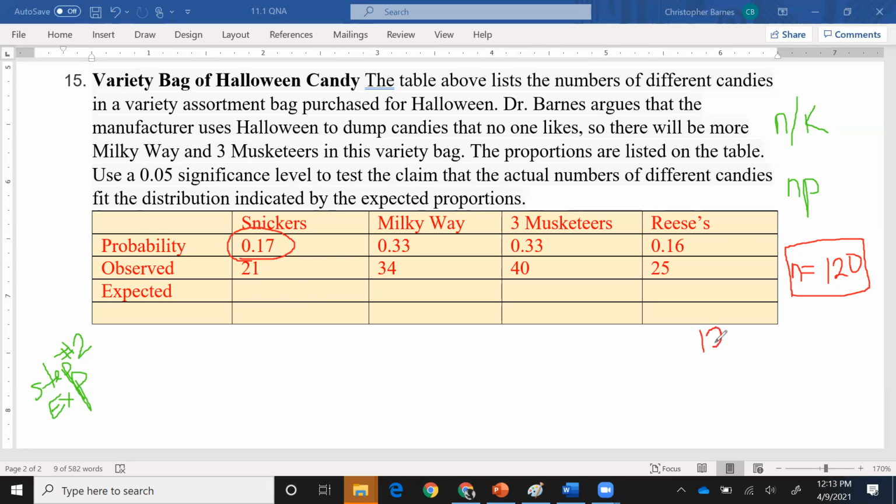That would be 120, which is the N, and the P is 0.17. That's the P. N times P is going to equal our expected value, and that equals what? 2040. All right, and I think you must have forgot the 0.17. I think you did 120 times 17. 20.4, right? So I'll write here the expected value is 20.4.